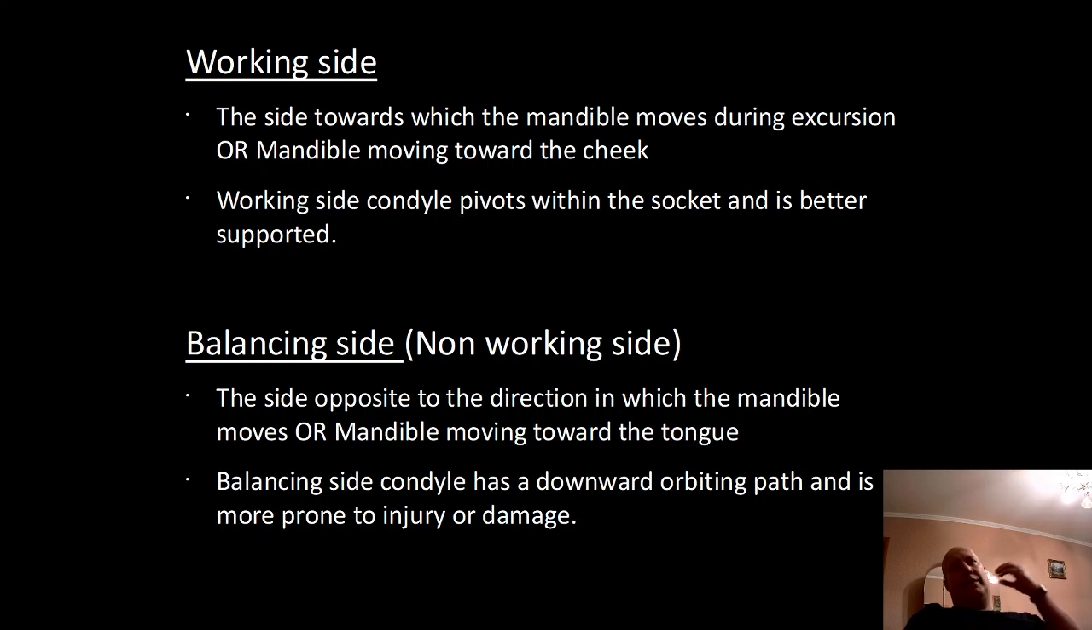And the second one is the balancing side. If you move to the right, this will be the working side and this will be the balancing side. It's the so-called non-working side, the side opposite to the direction in which the mandible moves, or mandible moving towards the tongue. A balancing side condyle has a downward orbiting path and is more prone to injury or damage.